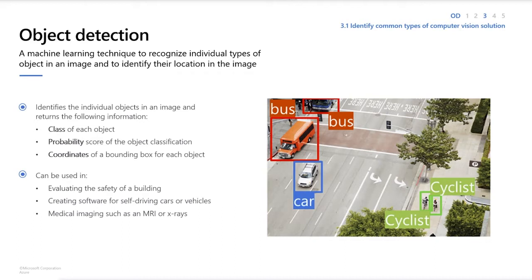Where you may need to use this is maybe you're trying to evaluate the overall safety of a building, so you're looking for fire extinguishers or any other type of emergency equipment that you have. This is also used in creating software for self-driving cars or vehicles that have lane assist capabilities. And you can also use it for medical imaging, such as MRI or X-rays, that can help detect known objects for a medical diagnosis. It's really powerful what object detection can do.